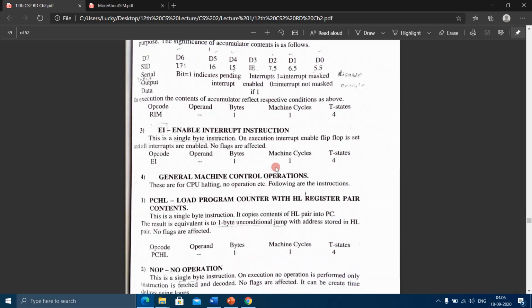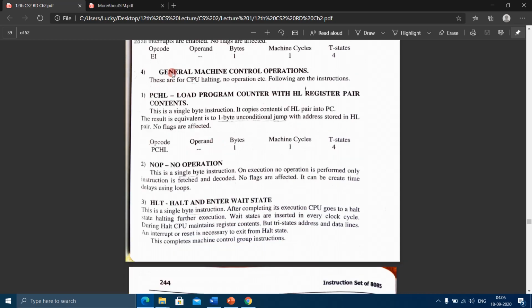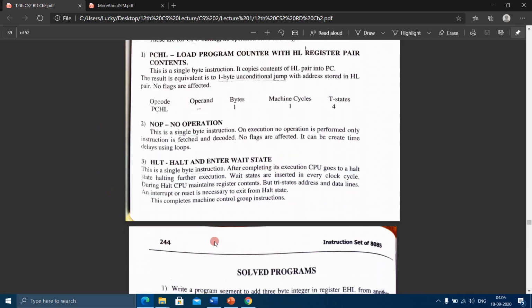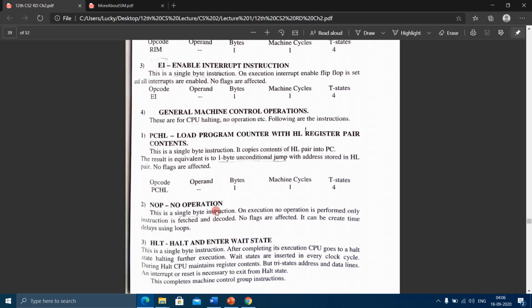Now the last category is general machine control operations. This is the last topic of the chapter. So we will continue in the next lecture. So for today we will stop here.